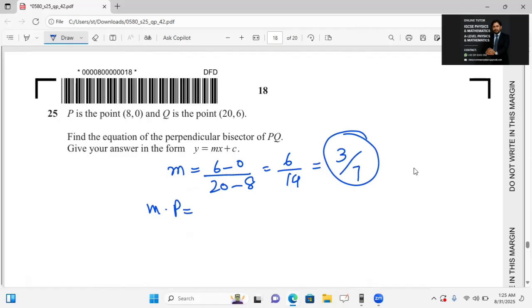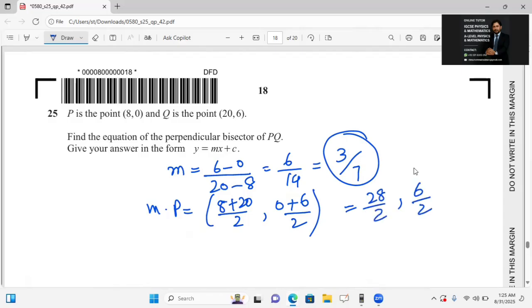Midpoint is (8 plus 20) over 2, comma (0 plus 6) over 2. So it is 28 over 2, comma 6 over 2. It is 14, comma 3. So this is the way to get the midpoint. And then you can use the gradient 3 by 7. This is for the line PQ.